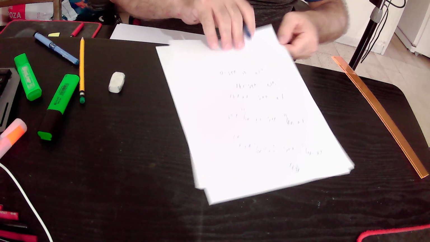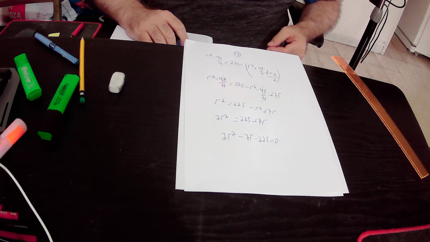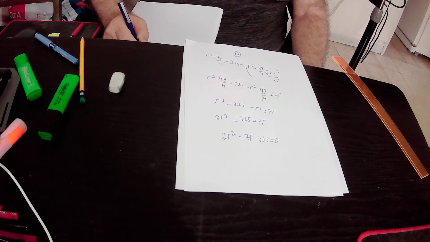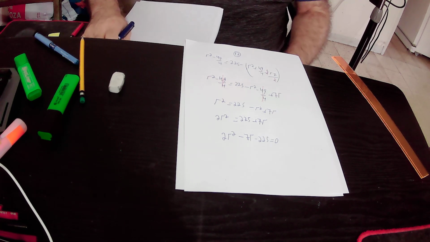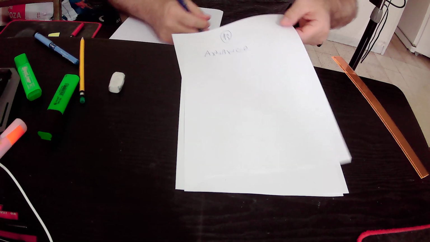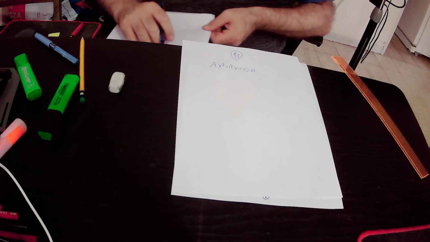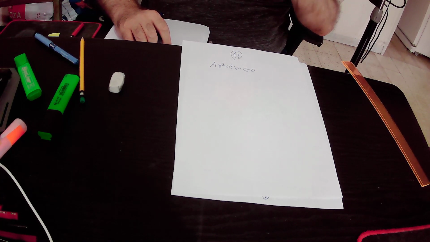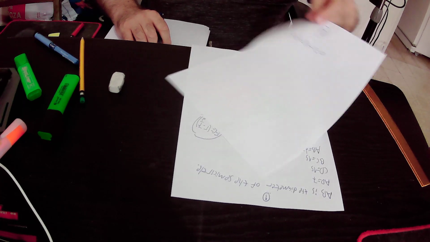So we got this quadratic equation: 2R squared minus 7R minus 225 equals 0. The general equation for a quadratic equation is ax squared plus bx plus c equals 0, where a, b, and c are the coefficients of the quadratic equation, and x is the variable that we want to find out, and we will find the value of x according to a special formula.